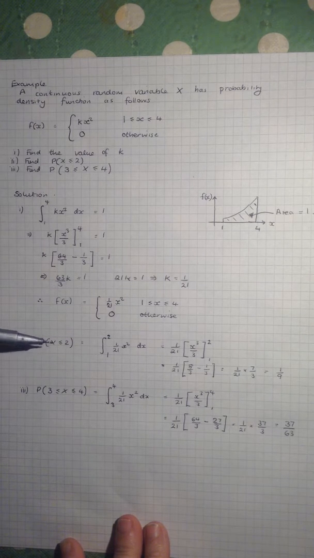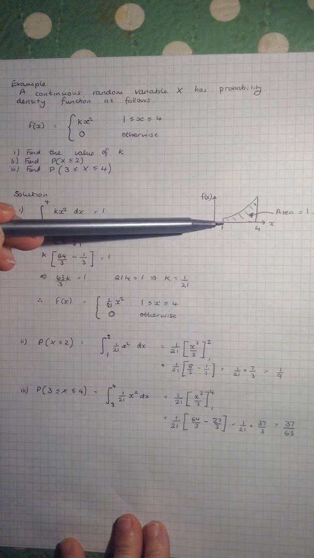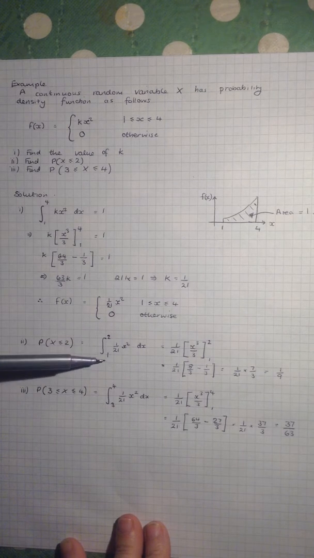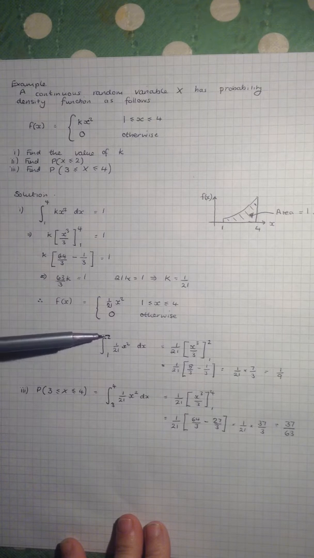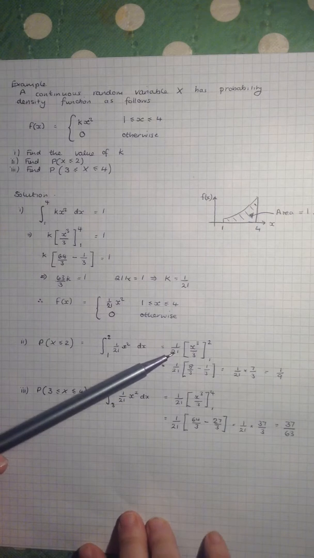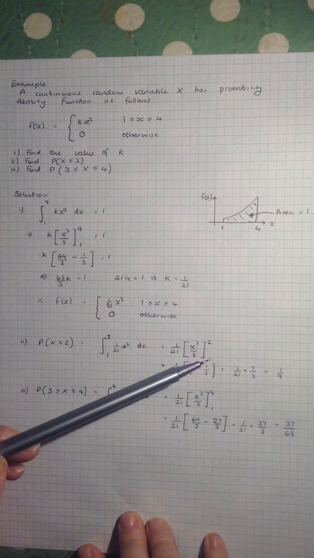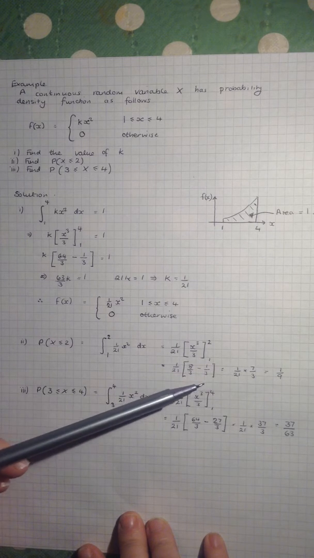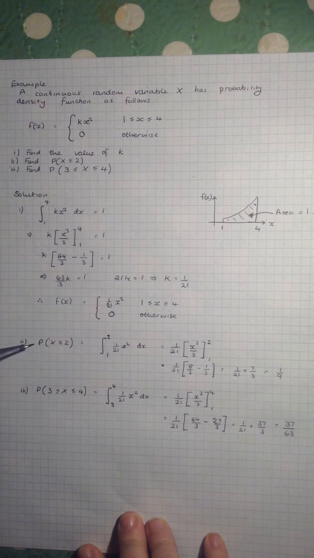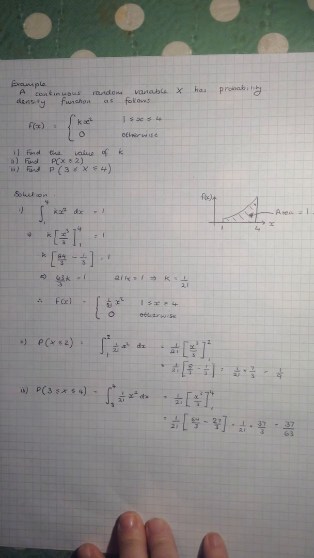So the probability x is less than 2. All we're doing is going from the lower limit of 1 up to our limit of 2. So we're integrating between 1 and 2, 1 over 21 x squared dx. Take the 1 over 21 out, x squared integrates to x cubed over 3, and then the limits are 2 and 1. Substituting in and simplifying, we get eight ninths minus one ninth. So the probability x is less than or equal to 2 is 1/9.